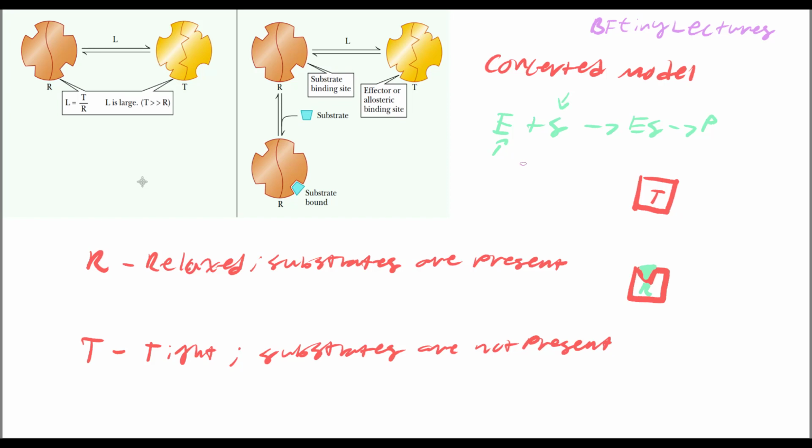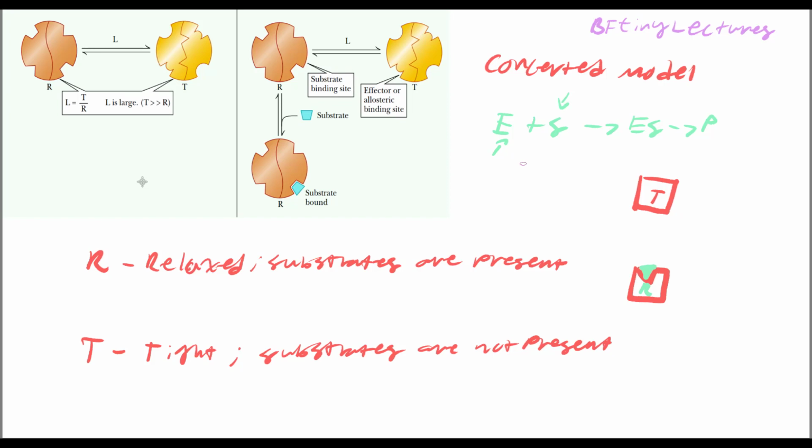Here's an example, right? Whenever you wake up, you're in the T state. You're tight, you don't want to do any reactions, you don't want to get to work, you don't want to drive, you're tired, you just woke up. So you're going to have to add something to your system in order to wake up and get into the R state, the relaxed state. In this case, it would be coffee.